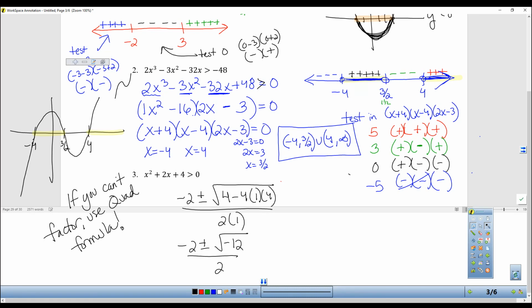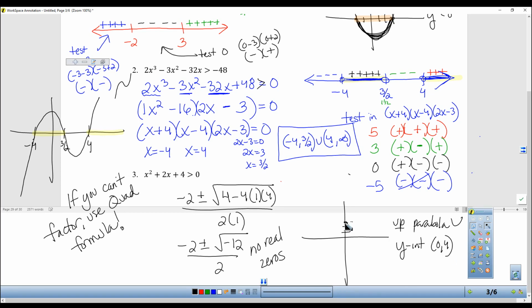If this graph has no real zeros, now you think about this. It has no real zeros. It is an up parabola, right? And it has a y-intercept of 0, 4. Can you draw an upward parabola that has a y-intercept of 0, 4 and doesn't have any x-intercepts? No real zero means no x-intercepts. So you're going to have to draw it like this or like this. But let's not get too complicated. I'll just leave one of them there.